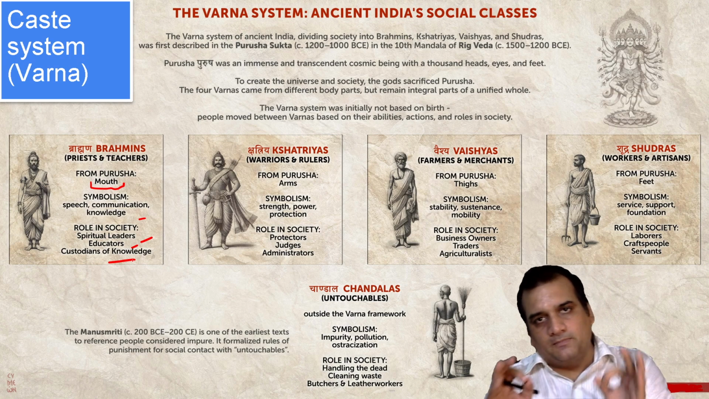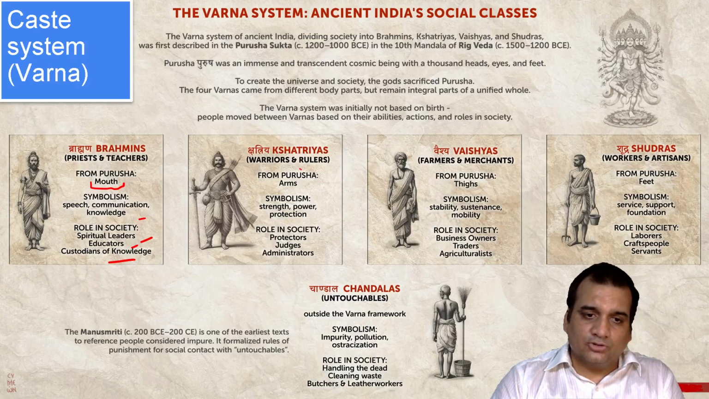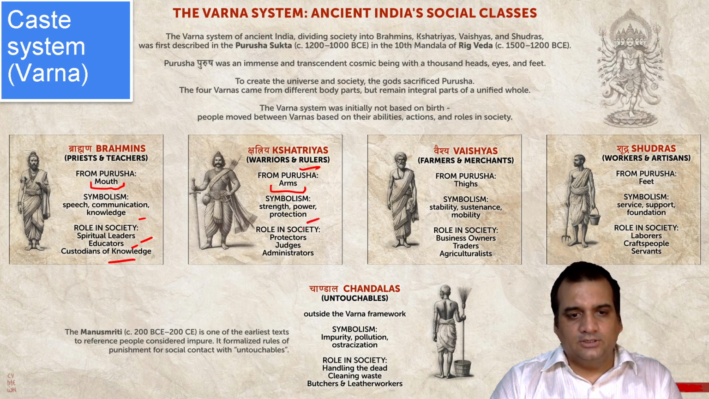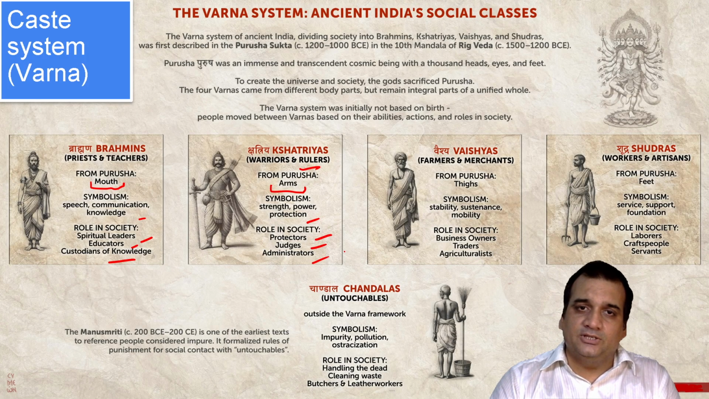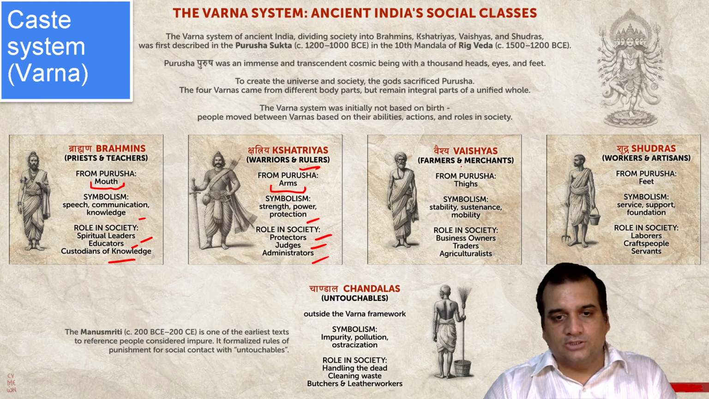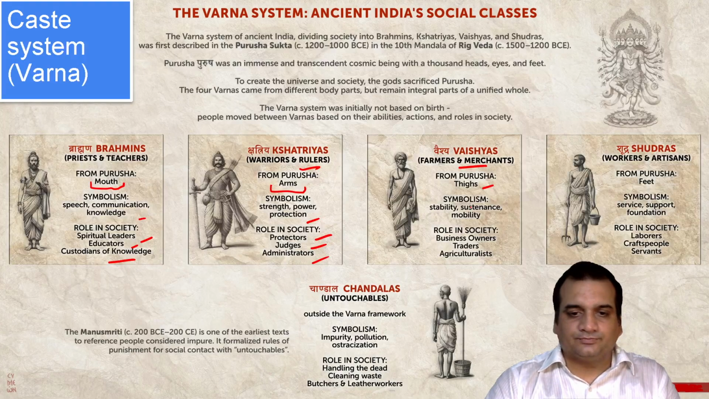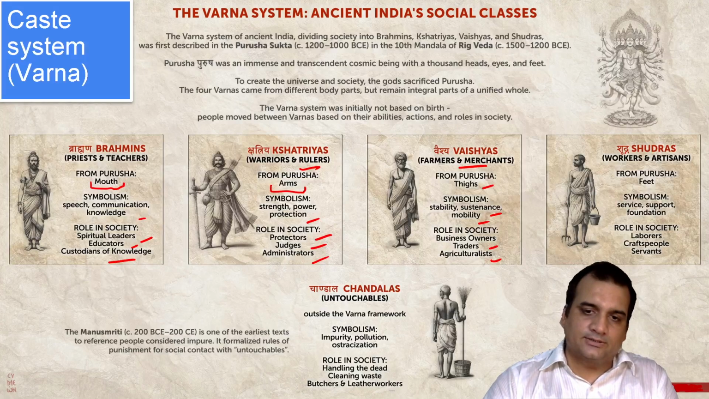These were the Brahmanas. Now Kshatriyas, these were the warriors or the rulers. From Purusa's arms these were made. Symbolism: strength, power and protection. Role in society was as protectors, judges and administrators. Now Vaishyas, the farmers and merchants. From Purusa's thighs these were made. Symbolism: stability, sustenance and mobility. Role in society was business owners, traders and agriculturists.